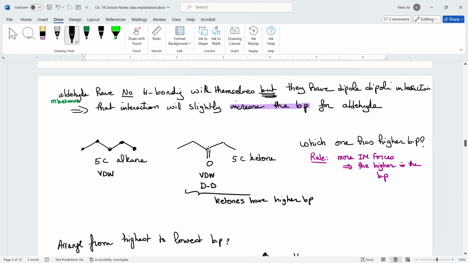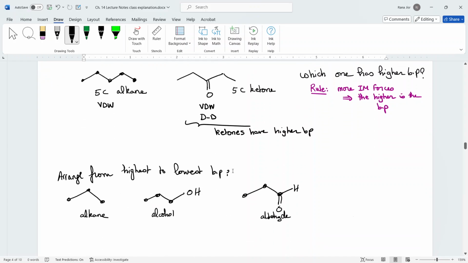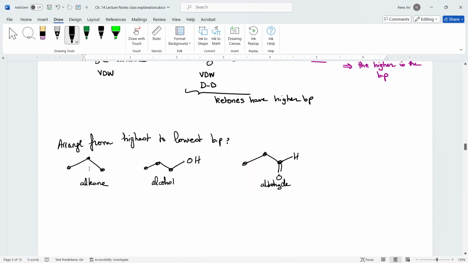I know that there is no hydrogen bonding between ketones, and no hydrogen bonding between aldehydes. This is why the boiling point of ketones and aldehydes is not as high as that of the alcohol. So let's say I have an alkane, and let's include the alcohol and the aldehyde, and I ask you to arrange those from the highest to the lowest boiling point. What you need to do is figure out the intermolecular forces for each one.